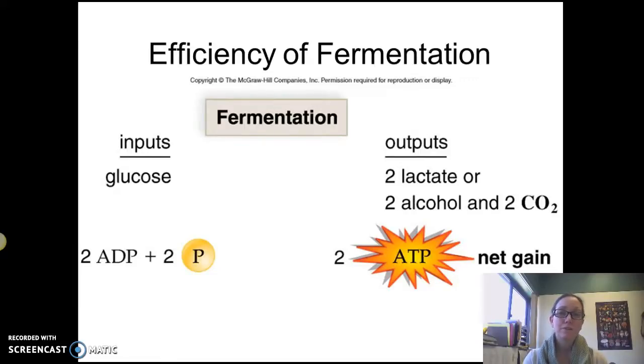So fermentation is a lot less efficient at making ATP than cellular respiration. For each molecule of glucose, we only get 2 ATP molecules. And in cell respiration, for each molecule of glucose, we can get 36 or 38 ATP molecules.